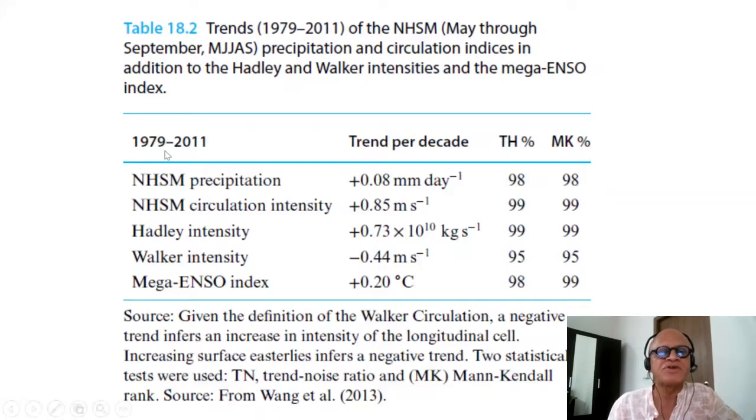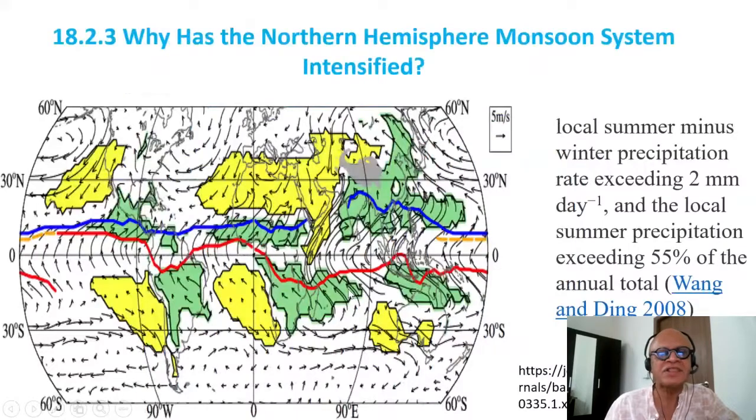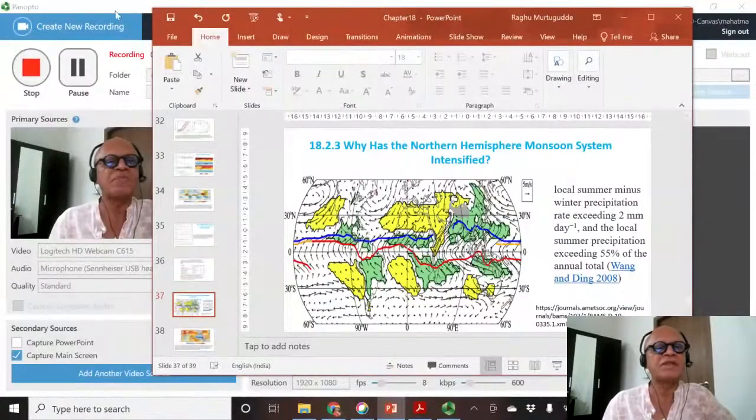So if you look at the period of 1979 to 2011, precipitation has increased. These are just the significance tests, never mind. Circulation intensity has increased, a very significant trend. Hadley intensity, Walker intensity, and the mega ENSO index. Mega ENSO index is related to a definition which we will look at in a minute.